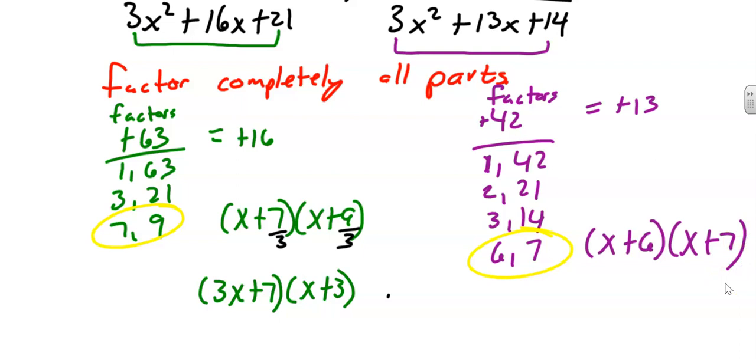Okay, and same thing with the other one. In the beginning, we multiplied by 3. So we're going to go back and divide by 3. That will simplify. Get x plus 2. This one doesn't simplify. So it's 3x plus 7.